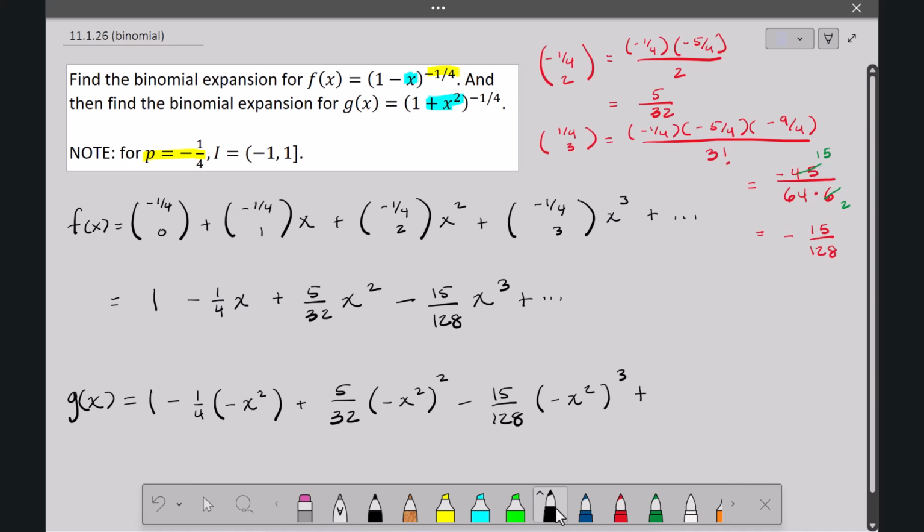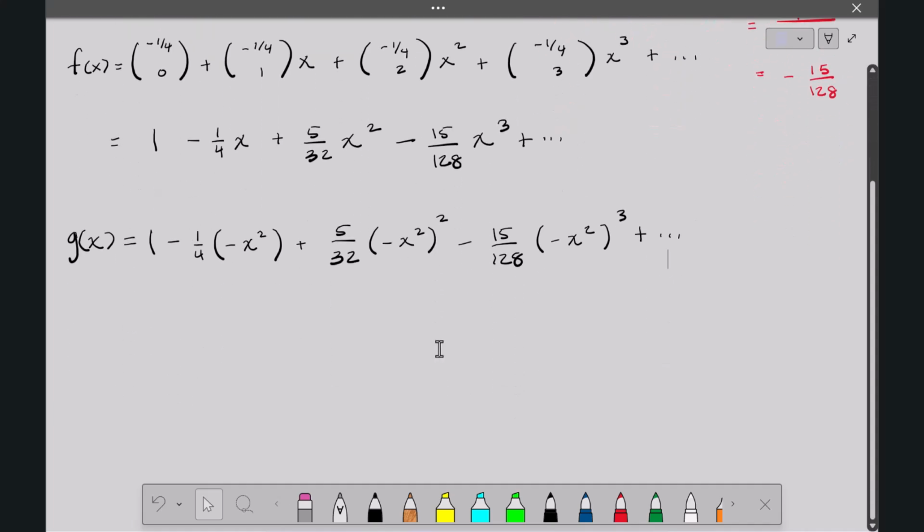And this we will simplify a little bit. We don't want powers of powers here. That can pretty easily be simplified. So we'll do it.